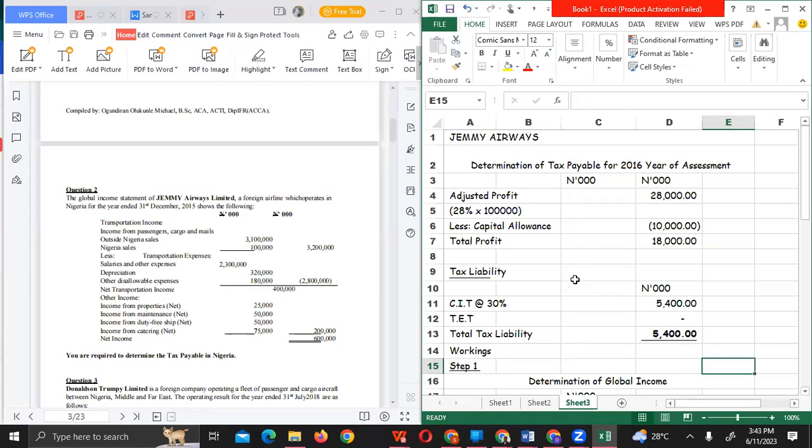We are following, sir. So now, why didn't I compute special education tax? It's because it's not what? He said because it's a foreign country. Okay, good. That's fine, because it is not a resident company.